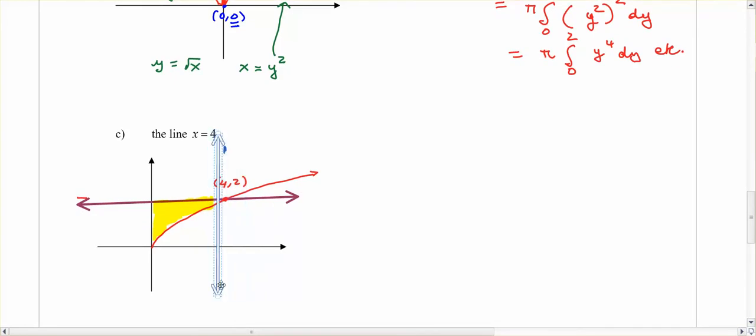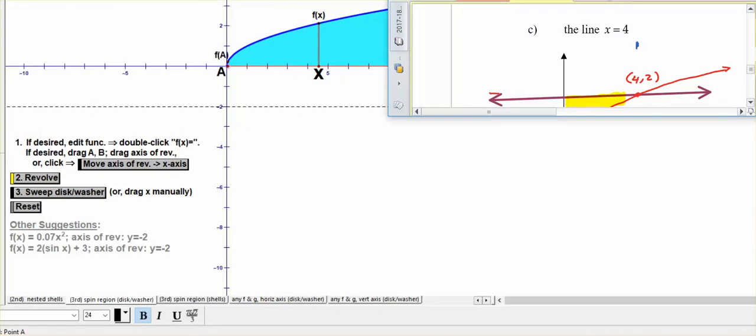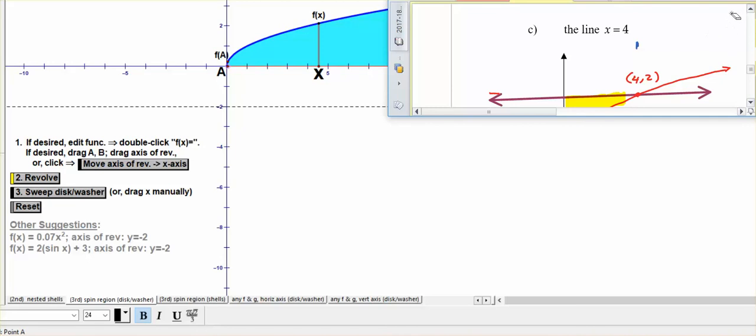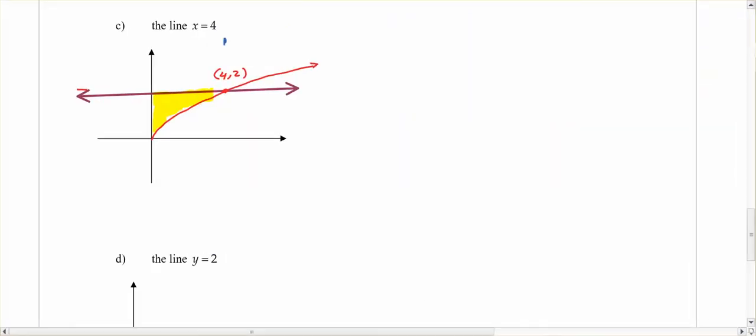Oh, come on. Okay, this is going to torment me. I'll just sketch by hand. Whoops. There we go, got it back. Let's put in our line. Here it is. This is my axis of rotation.